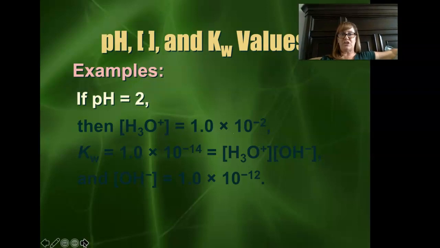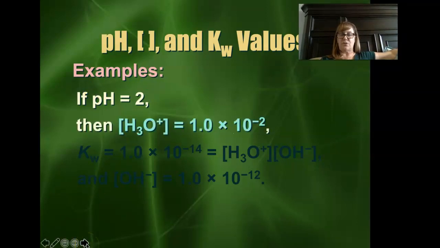So if my pH is 2, to find the concentration of hydronium, the opposite of a log is 10 to the negative. So what I would do is take 10 to the negative pH, or 10 to the negative 2, and that's going to be my concentration of hydronium. Therefore, my concentration of hydronium is going to be 1 times 10 to the negative 2.